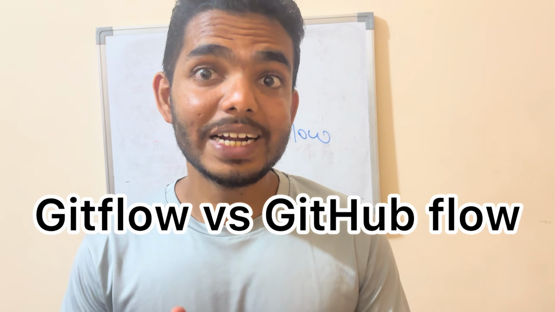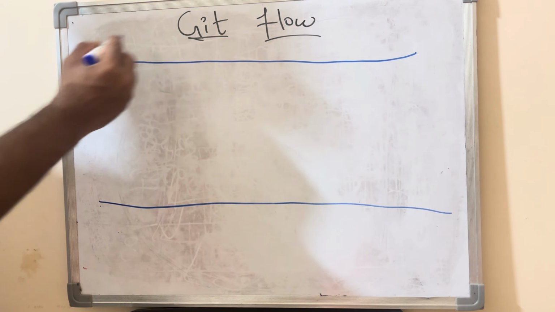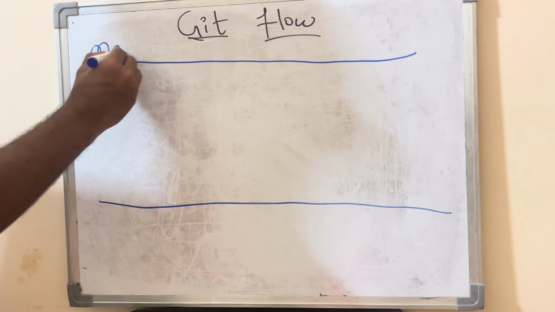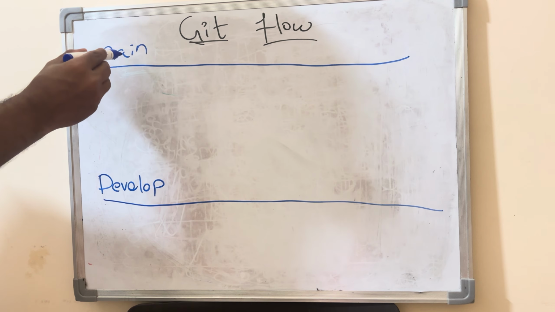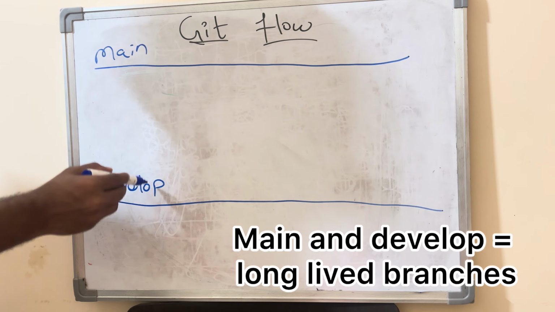What is the difference between GitFlow and GitHub flow? Let me explain. The first flow is GitFlow. In GitFlow, we have two long-lived branches. One is the main branch or master branch. Another one is the develop branch. Here, long-lived branches means we are never going to delete these two branches.